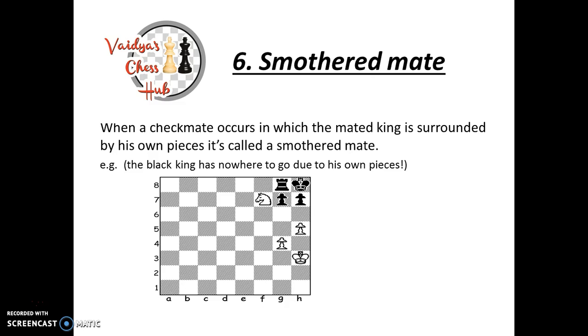The sixth term is the smothered mate. So what is a smothered mate? A checkmate in which the mated king is surrounded by his own pieces is called a smothered mate. Just look at the figure.